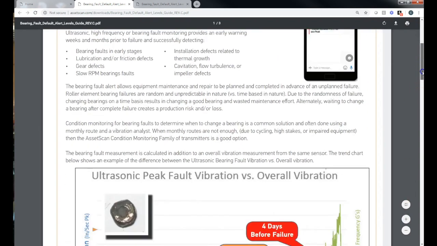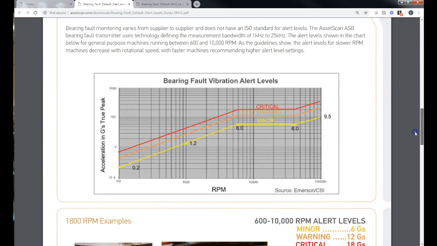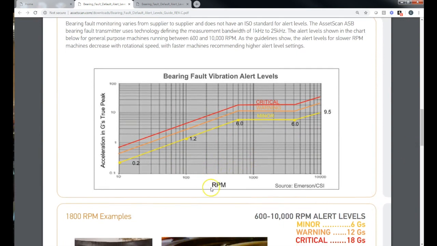So scrolling down in this document, here is our model. What it all is centered around is setting the alerts based on RPM. And so this is a log-to-log chart. And the first thing you'll notice is that these lines here are flat. And what this is showing is that from 600 RPM to 6,000 RPM, we can use the same alert level of 6 Gs for minor, and then 12 Gs for warning, and 18 Gs for critical.